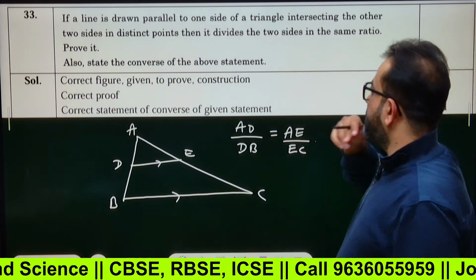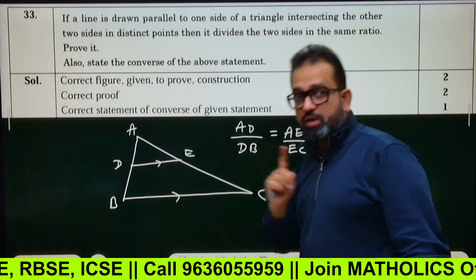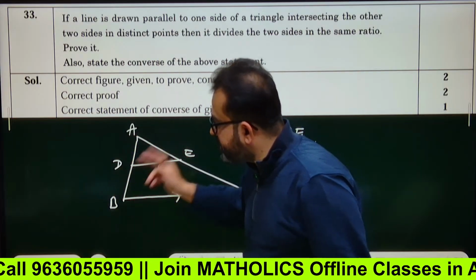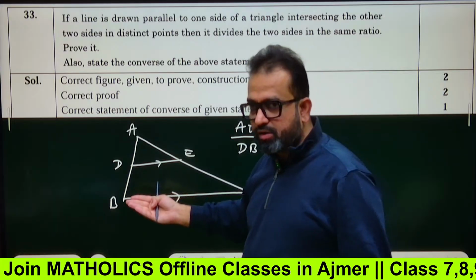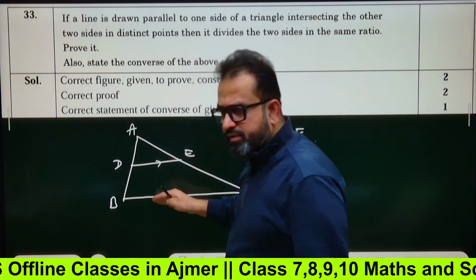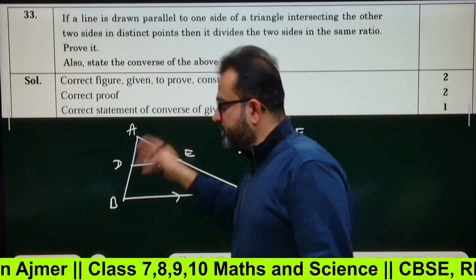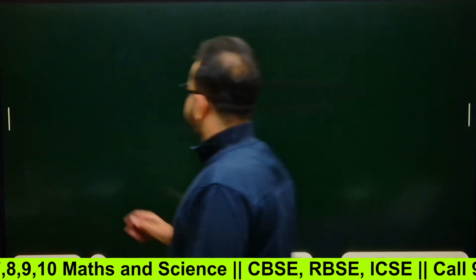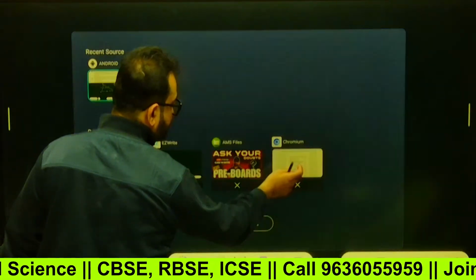Now also, the converse of the above statement. In the converse, the ratio is given equal and you have to prove the lines to be parallel. The forward BPT is that the line is given parallel and you have to prove the ratio is equal. The converse of BPT says the ratio is equal, you have to prove the line is parallel. So this is question number 33. Let's move on to the next question, but don't forget to complete this question after this class.